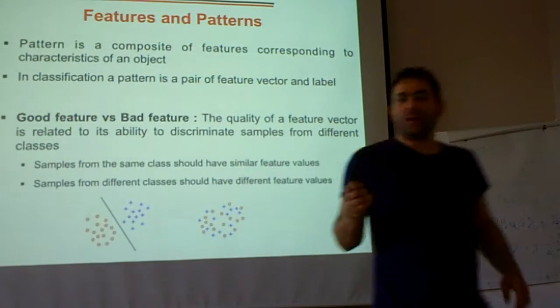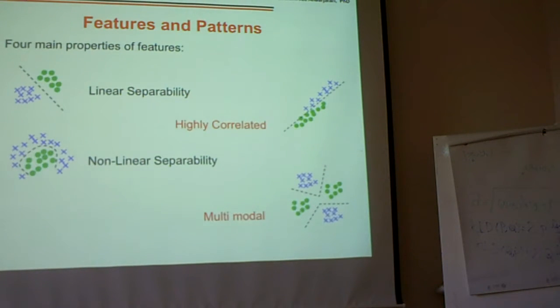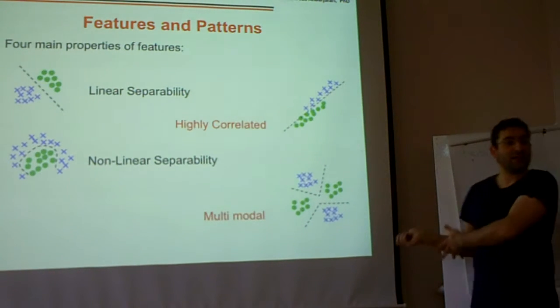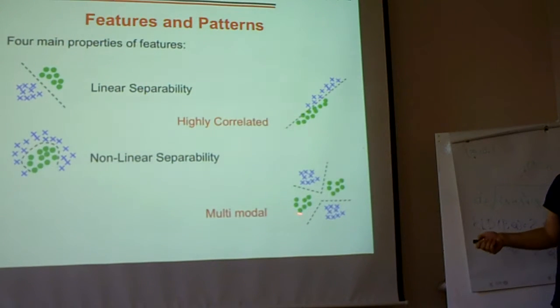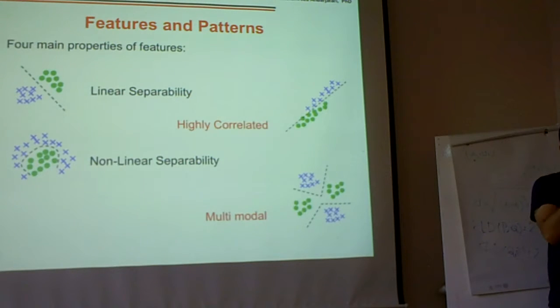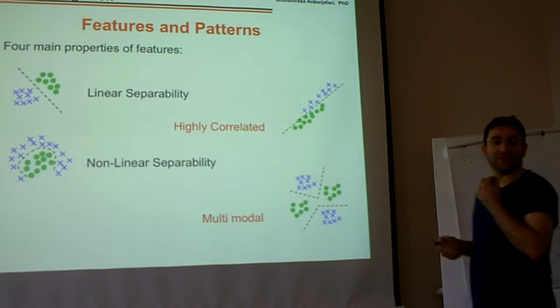Now, if you remember, we also talked about how some features are good. We can linearly separate them. These are like the examples that I showed in the class. Some of them are not very good. They are not linear or they are multimodal, like the examples that you see in the exam, which are more complicated situations.